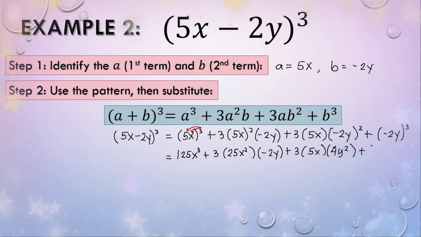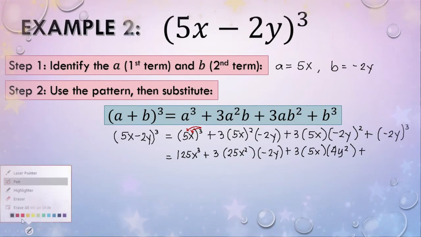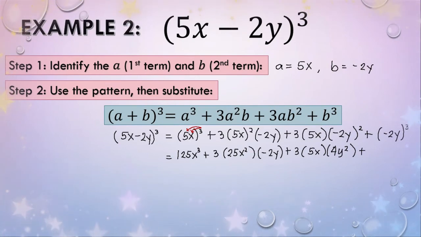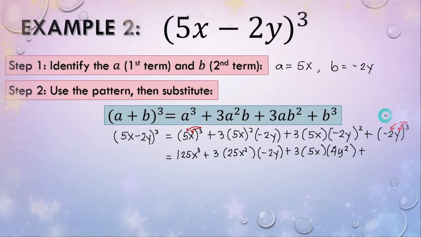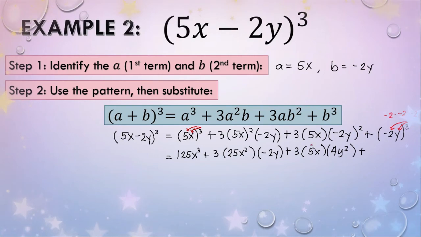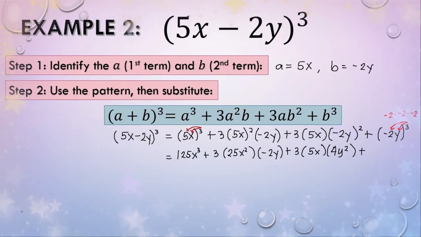Plus negative 2 times negative 2 times negative 2. So please bear in mind that this is multiplying negative 2 by itself 3 times. That is negative 2 times negative 2 times negative 2. What is the answer? The answer is negative 8y cubed.